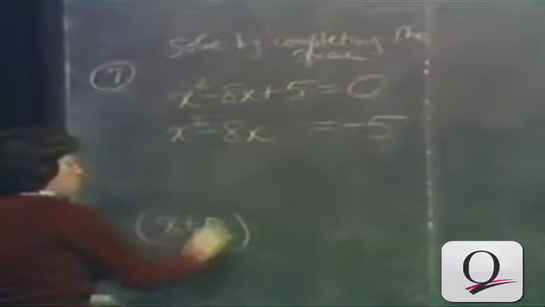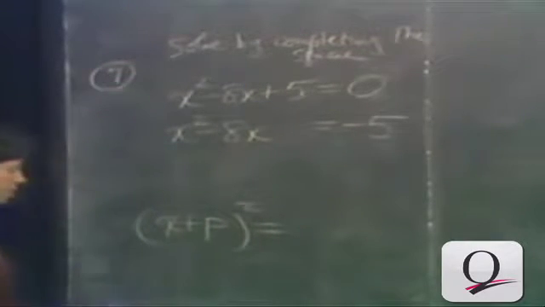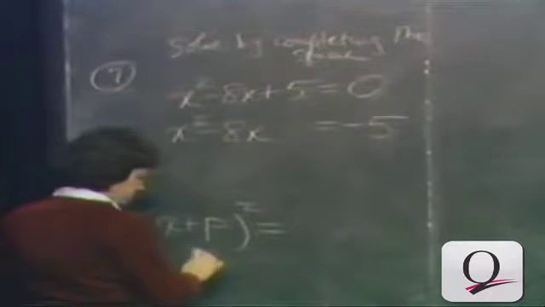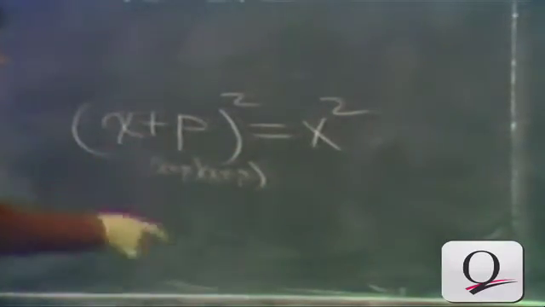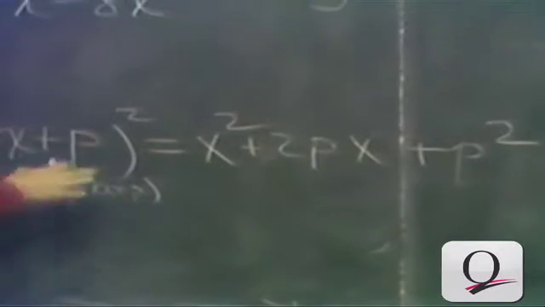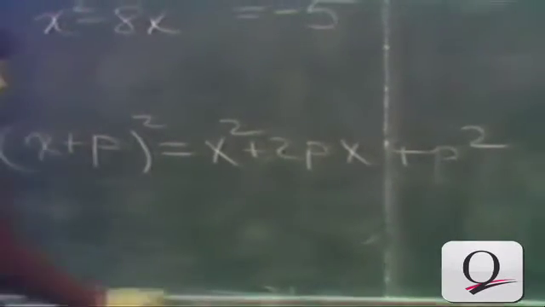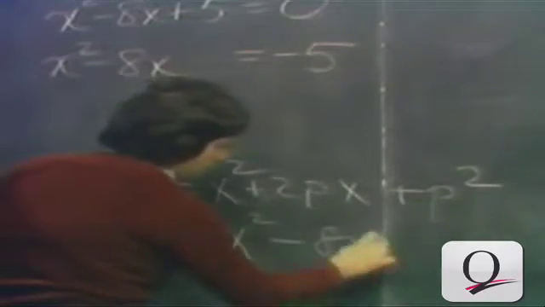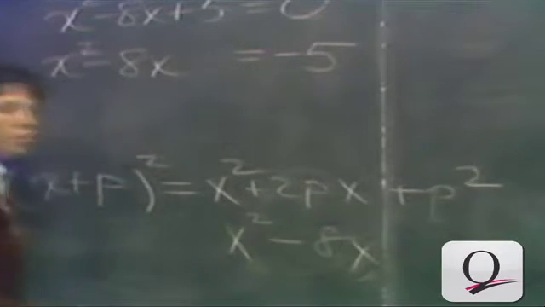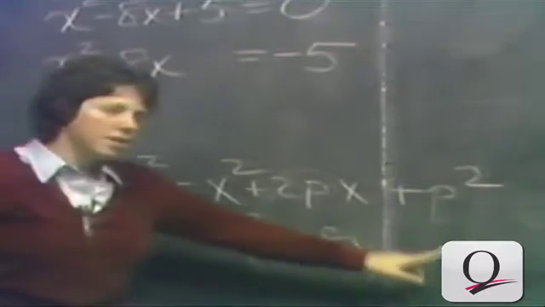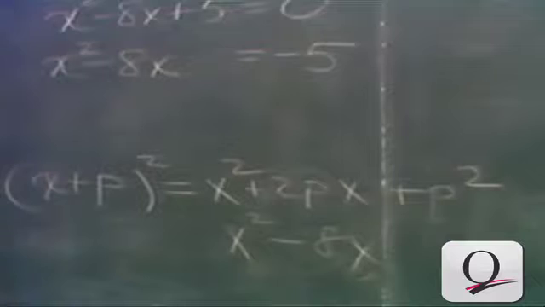We know that x plus p squared, which is x plus p times x plus p, using FOIL, is x squared plus px plus px, that's plus 2px, plus the last p squared. And we try to match what we have to this. That is, we have x squared minus 8x. We think of the coefficient here as the 2p. And we know that if we could add p squared, that would make it a perfect square.